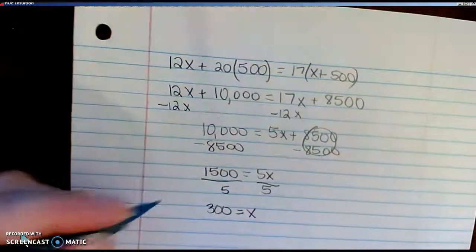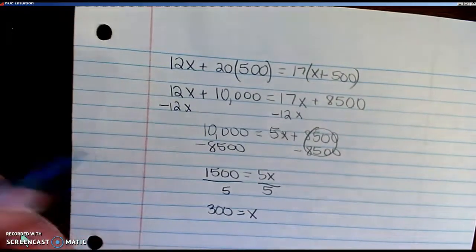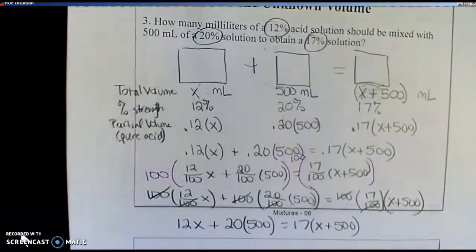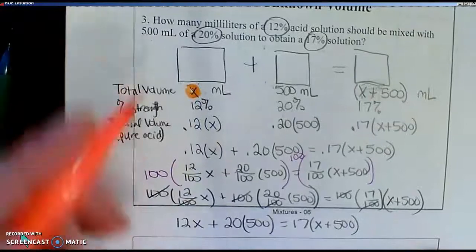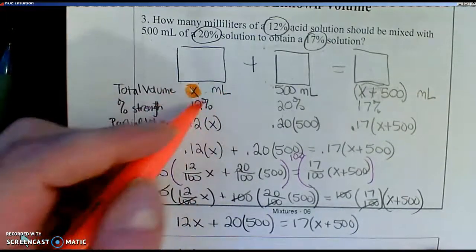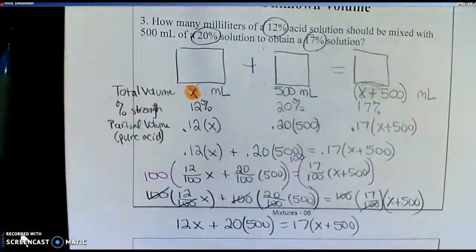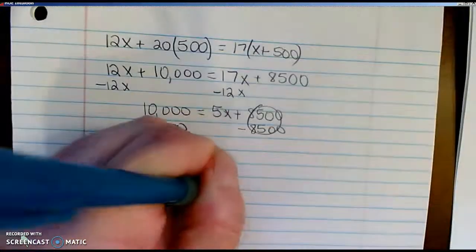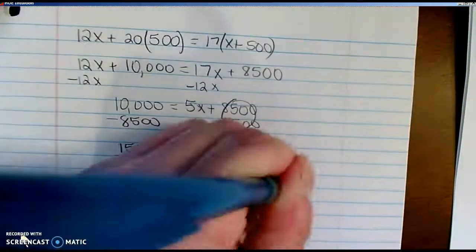Since we're doing so much algebra, it's like, well, wait a minute, what does that mean, 300 equals x? So going back to the problem, x we designated was up here. X is the number of milliliters of the 12% solution, which answers the question, how many milliliters of the 12% acid solution? So the answer is 300 milliliters of the 12% acid solution.